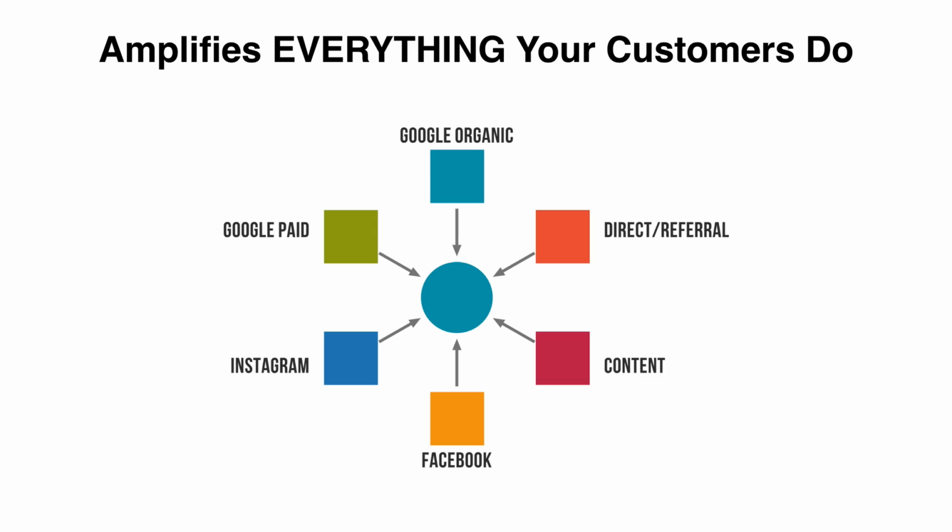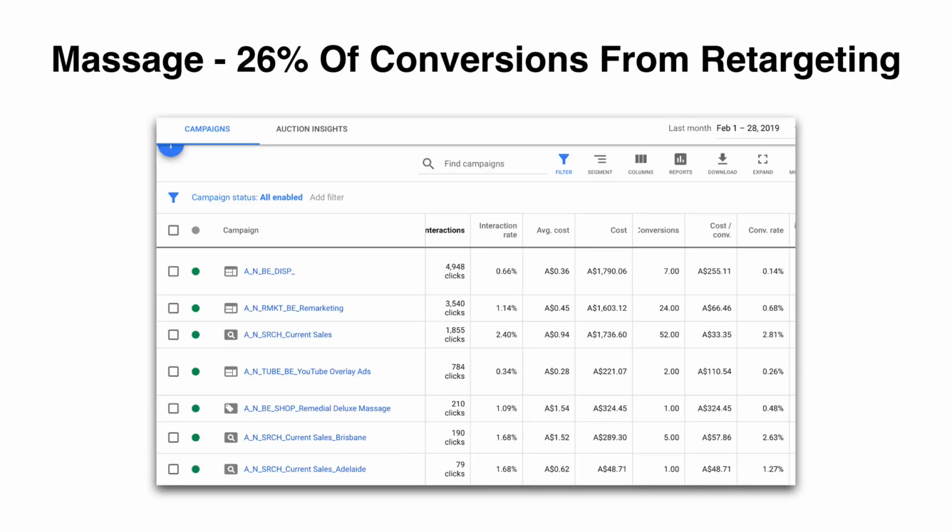So just by doing remarketing and retargeting and stacking that on to everything else that you're doing, it's going to automatically make Google better. It's going to make Google Organic better, Google pay-per-click better, Instagram, your Facebook social posts, your content marketing that you're doing. Every other marketing initiative is going to get better because of you doing remarketing and retargeting. In fact, here's a quick case study. This is just from Google, a screenshot from Google for a massage company. 26% of their leads, more than a quarter of their leads, are coming from retargeting.